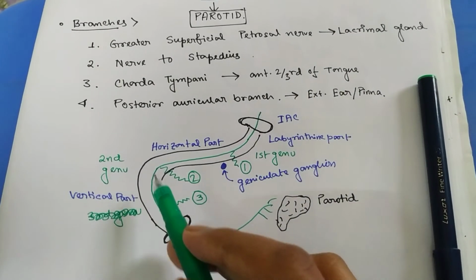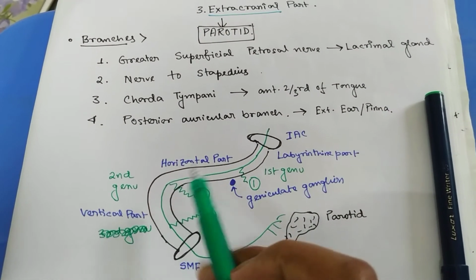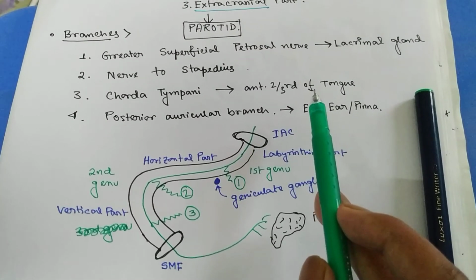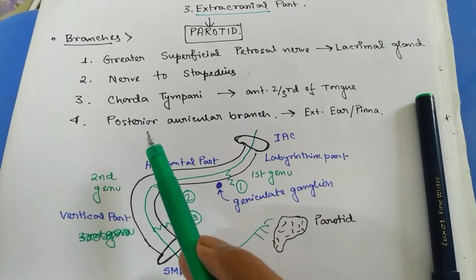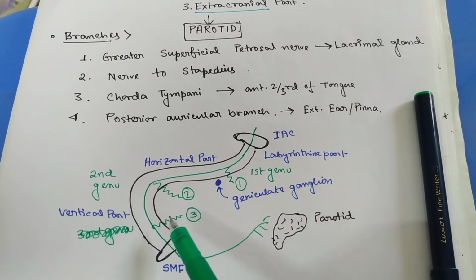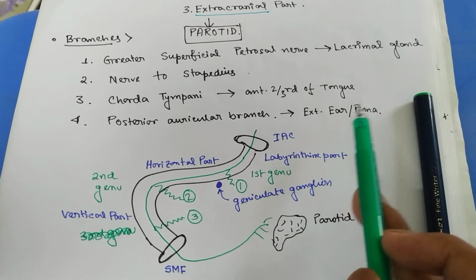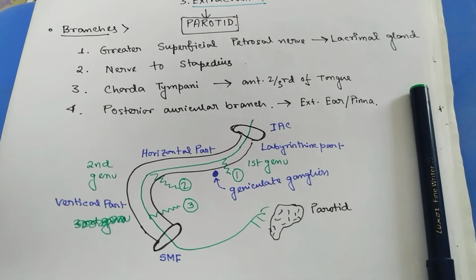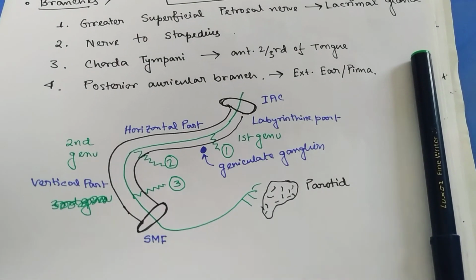From the third part or vertical part, also called the mastoid segment, it gives rise to chorda tympani nerve, which supplies the anterior 2/3 of the tongue, and the efficacy can be tested by taste sensation. And sometimes a branch called posterior auricular branch, which originates from this facial nerve third part, supplies the external ear or pinna. Finally, after exiting through the stylomastoid foramen, facial nerve ends on the parotid gland.